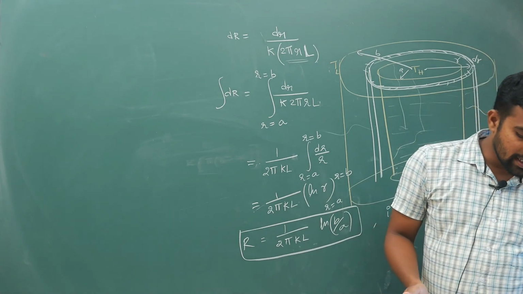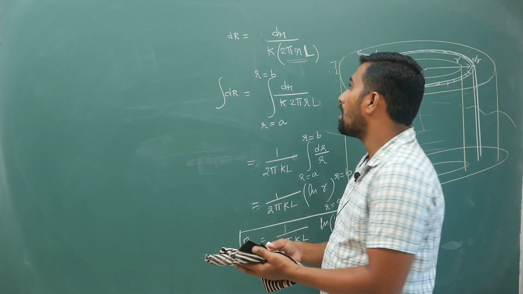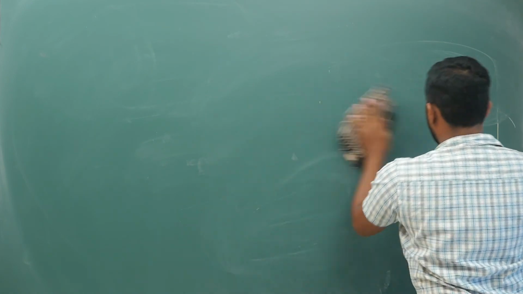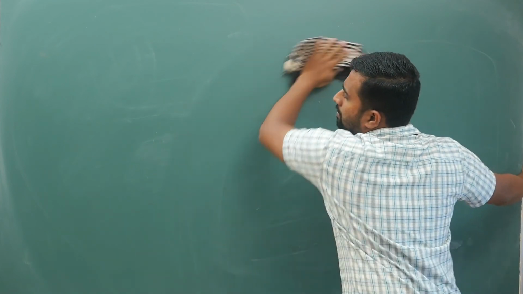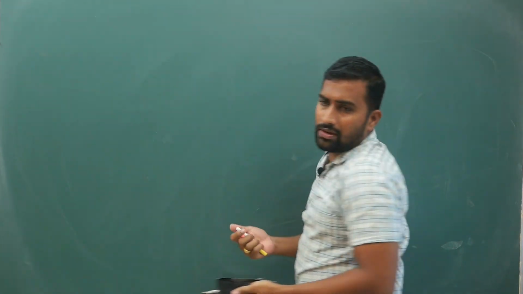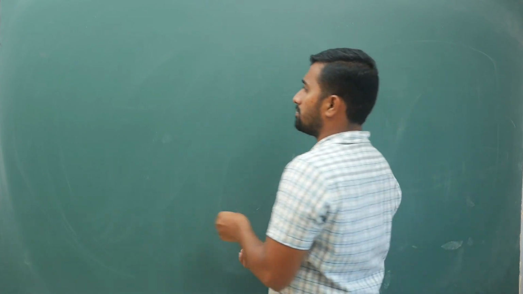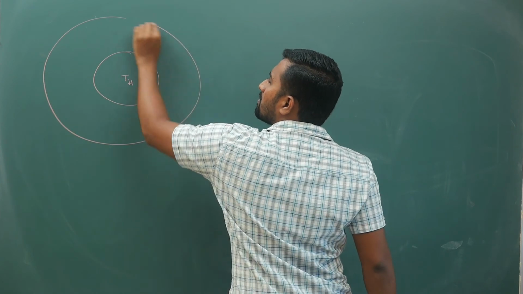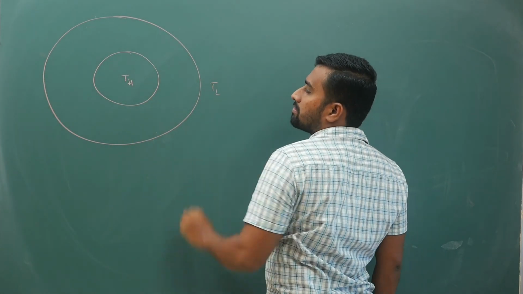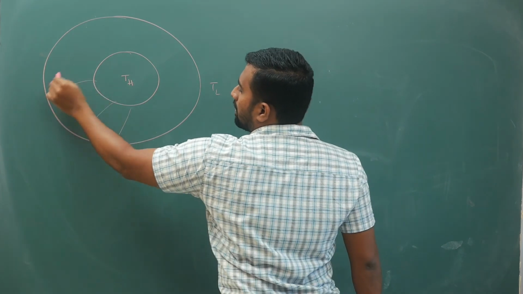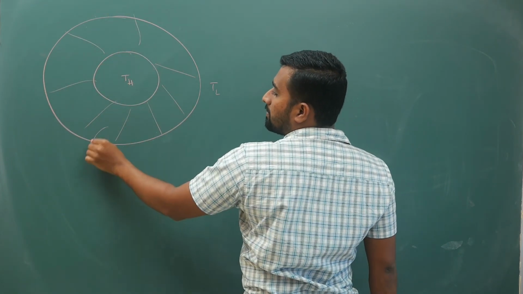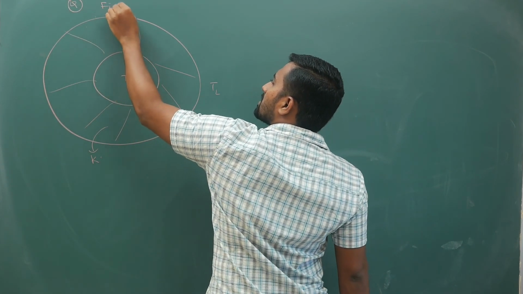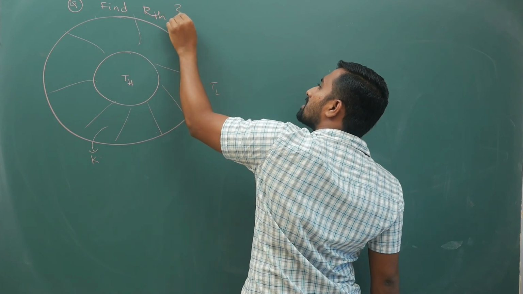Next, your next case is, let us say you have a spherical conductor. You have your hot end this way, your higher temperature is this way, and the lower temperature is outside. Everywhere you have this material whose thermal conductivity is K. The question is to find the thermal resistance in this case.